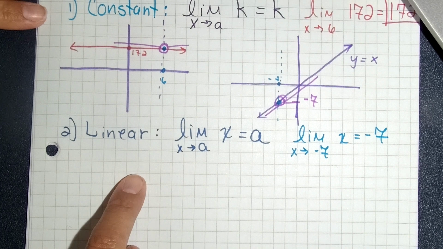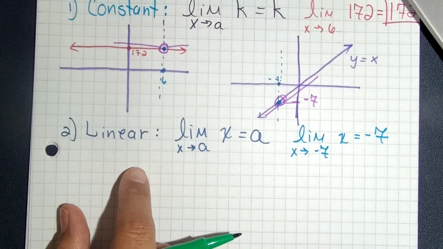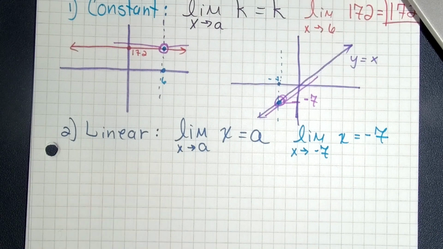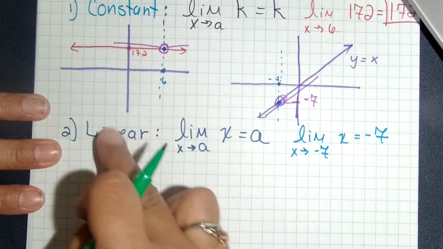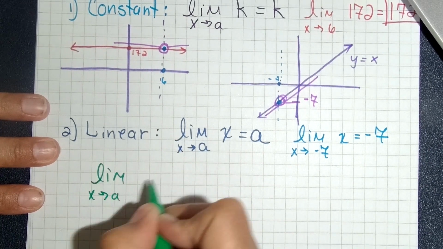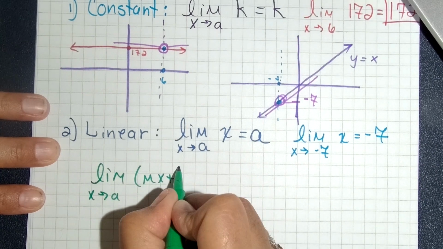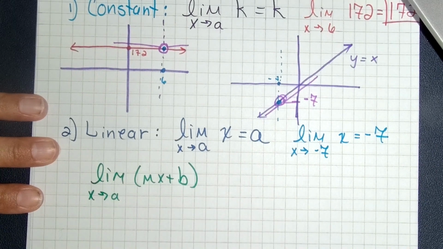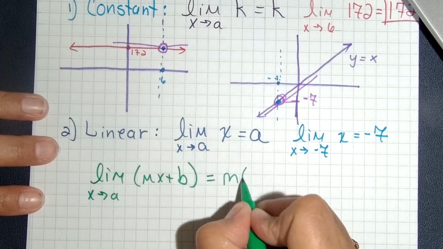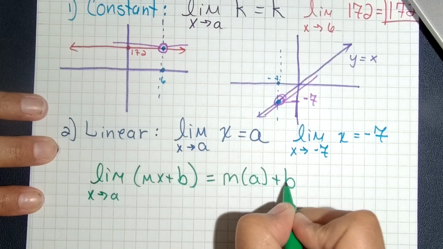Okay, the next law that we're going to use is not really given to us in calculus, but I created it so that this way you can make sure to understand what's going on. This is still level 1. This is still part of the linear laws. It is the limit as x approaches a of mx plus b, and that's going to be equal to m times a plus b.